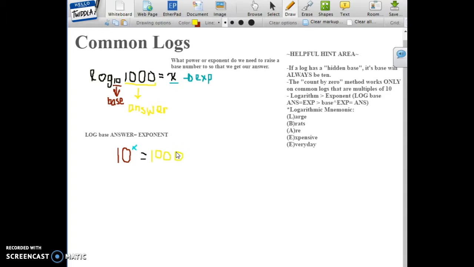There are a few fairly simple methods to this, including the count by zeros method, which can only be used on common logs that are multiples of 10, or the divide by logarithms method. The count by zeros method is just that. Basically, you look at your answer, 1000, count the amount of zeros that are either in front of the decimal or behind the decimal, and that number will give you your exponential value. 1, 2, 3 zeros, so we know that x equals 3. You check that in your calculator by substituting 3 for x in the equation, and you will get 1000.